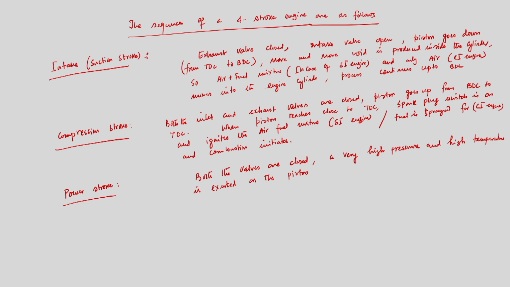Now in the power stroke, both the valves are closed, and a very high pressure and high temperature is exerted on the piston face because of the combustion. This is very important. It creates a thrust on the piston face, and because of this the piston again moves from TDC to BDC.